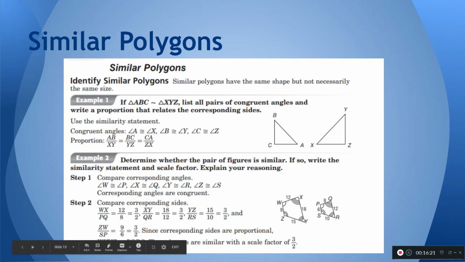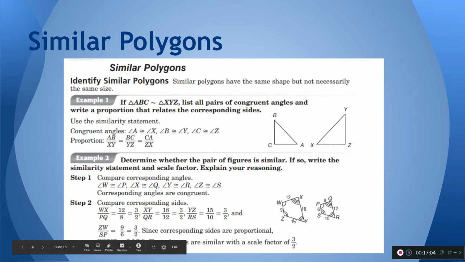Next side, XY and QR, 18 over 12, can also be reduced to 3 over 2. YZ and RS, 15 over 10, can also be reduced to 3 over 2. Then it's going for ZW and SP, 9 over 6, 3 over 2. So if you look at every single side here, they can all be reduced down in their comparisons and their proportions to one another to 3 over 2. That remains constant, so we know that these are similar figures with a scale factor of 3 over 2.